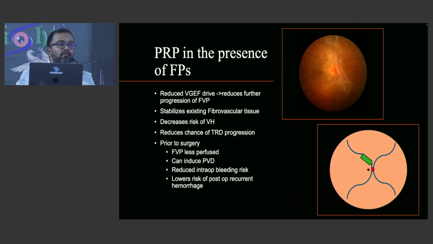Now, what do you do when you have fibrovascular proliferations? Still PRP is essential because it reduces the VEGF drive. So it reduces the progression of the fibrovascular proliferation. It stabilizes the existing fibrovascular tissue, reduces the risk of VH, and reduces the chance of TRD progression. Also prior to surgery, it can induce PVD, which is helpful. It can reduce the intraoperative bleeding risk and lowers the risk of postoperative recurrent hemorrhage. When you have fibrovascular proliferation, ideally you should aim for 3 to 4 disc diameters away from the FP, so as to avoid any further traction on the retina.